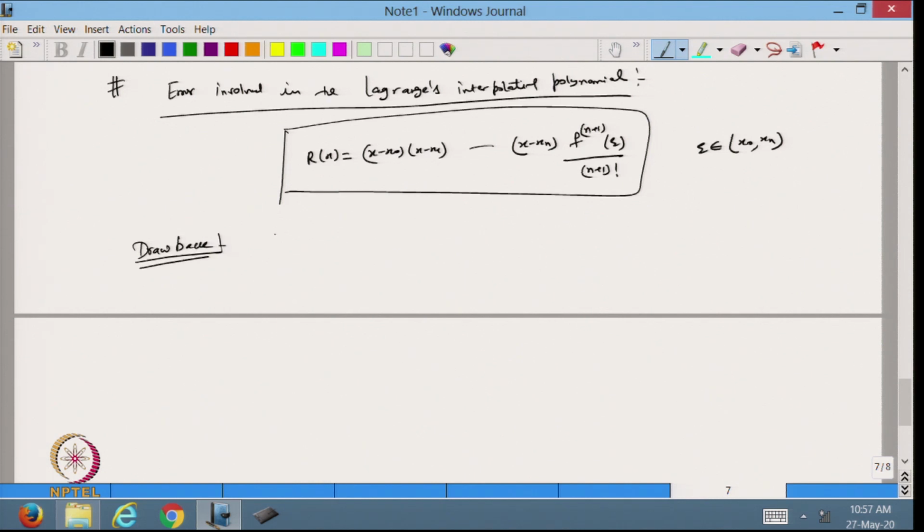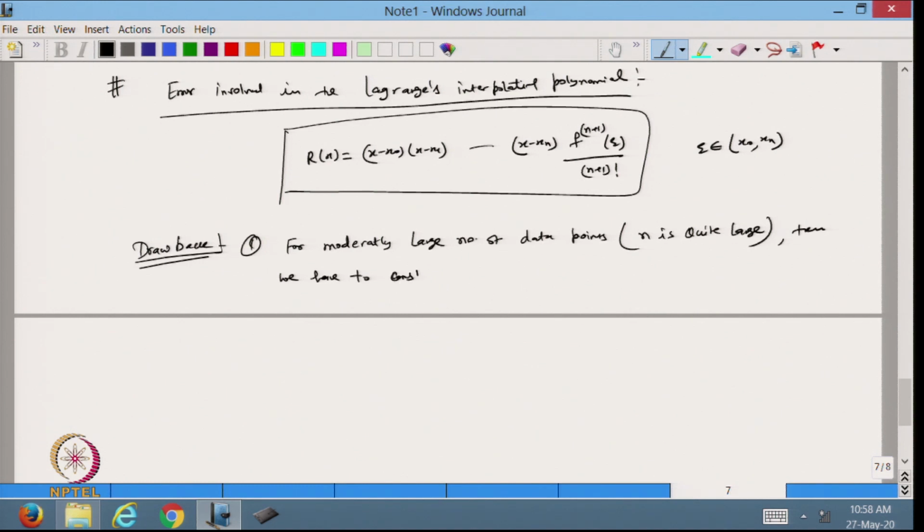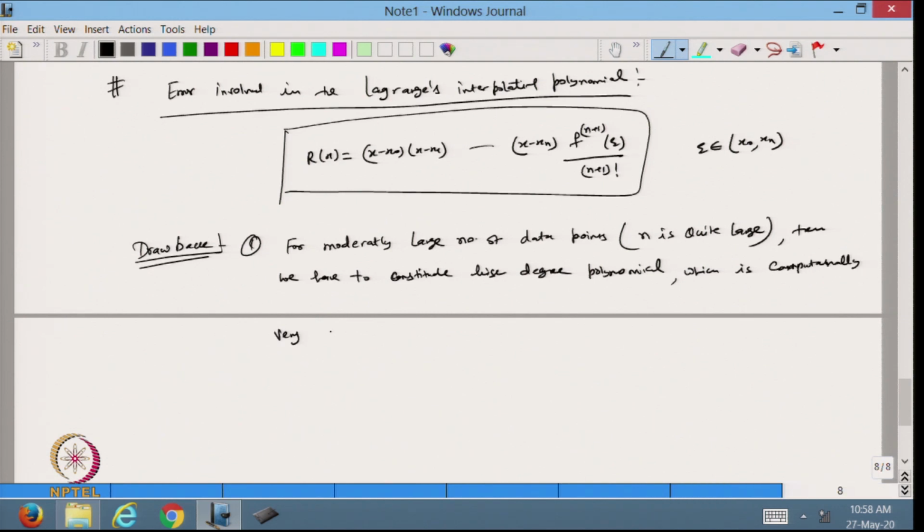So, what is the drawback here? The first one is that for a moderately large number of data points, that is when n is quite large, then we have to approximate, or we have to constitute a higher degree polynomial, which is computationally very costly.